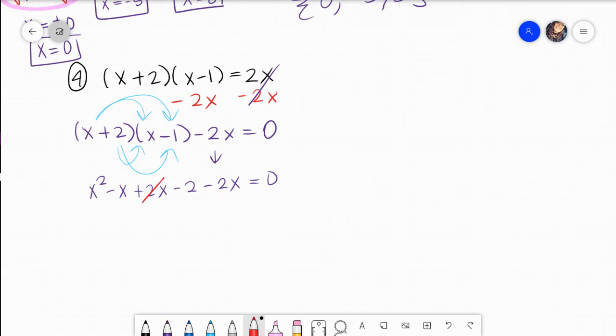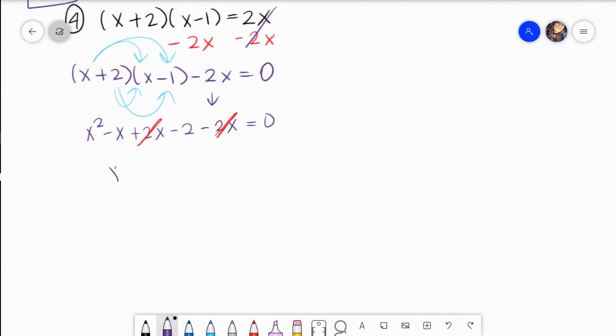I notice additive inverses right here. Those are the exact same terms, but they have different signs. And now what I'm working with is x squared, negative x, negative 2 equals 0. Perfect. I now have it in the form of a trinomial. I know I can do either the AC method or the shortcut. Just be sure you don't forget that it's set equal to 0.